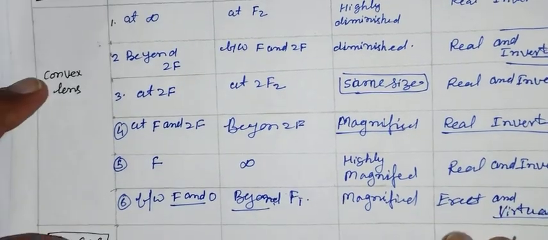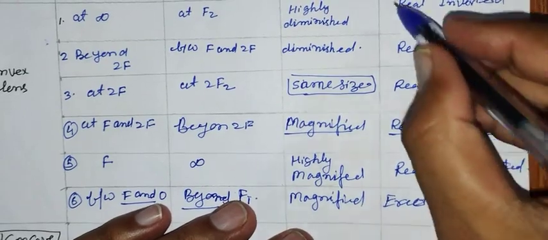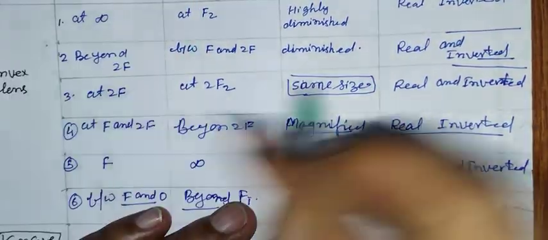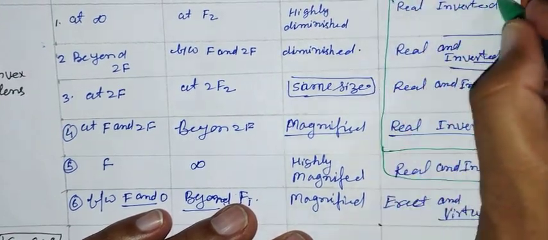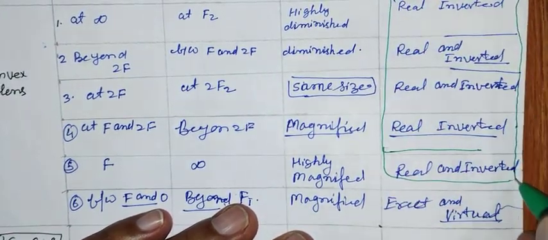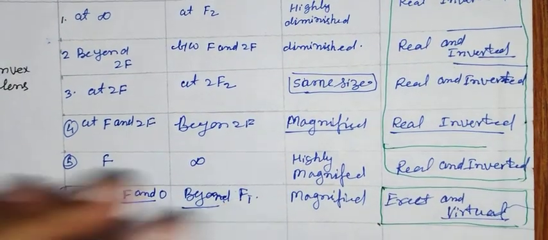So due to the convex lens, in the first 5 cases, the image is formed real and inverted. In all 5 cases. But in the last case, it is erect and virtual.